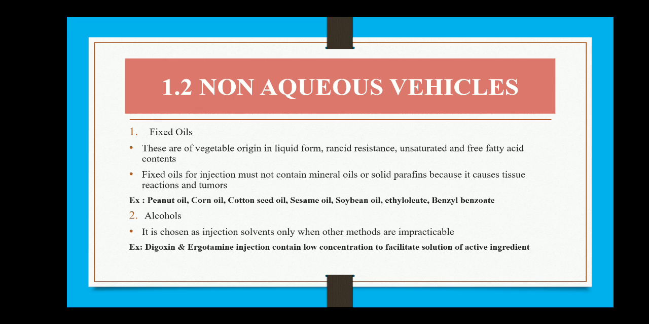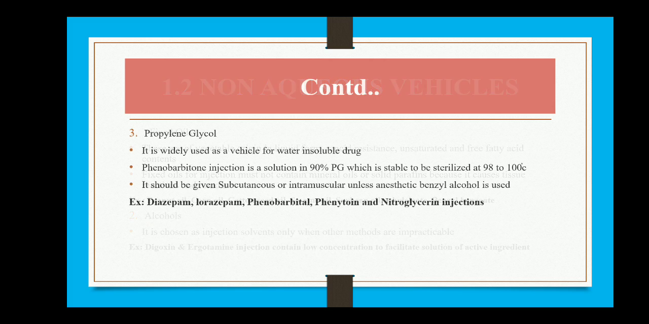Next example for a non-aqueous vehicle is alcohols. It is chosen as an injection solvent only when other methods are impracticable. Example, digoxin and ergotamine injection, which contain a low concentration to facilitate the solution of the active ingredient.